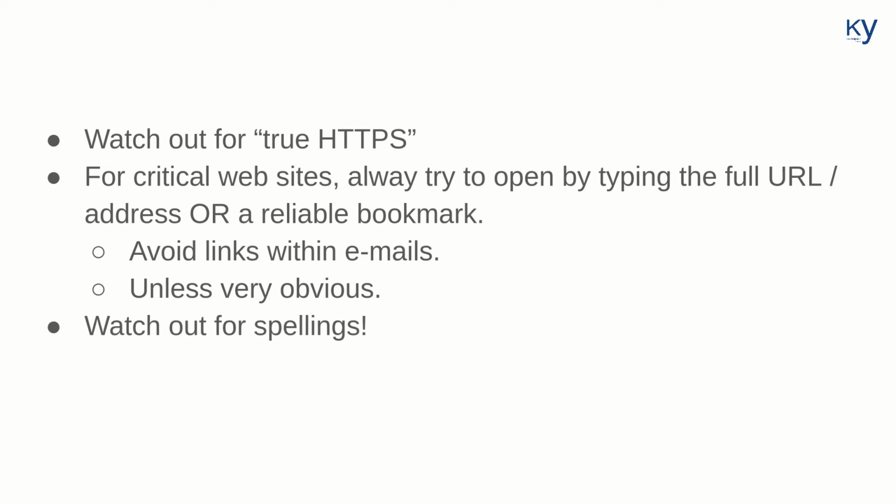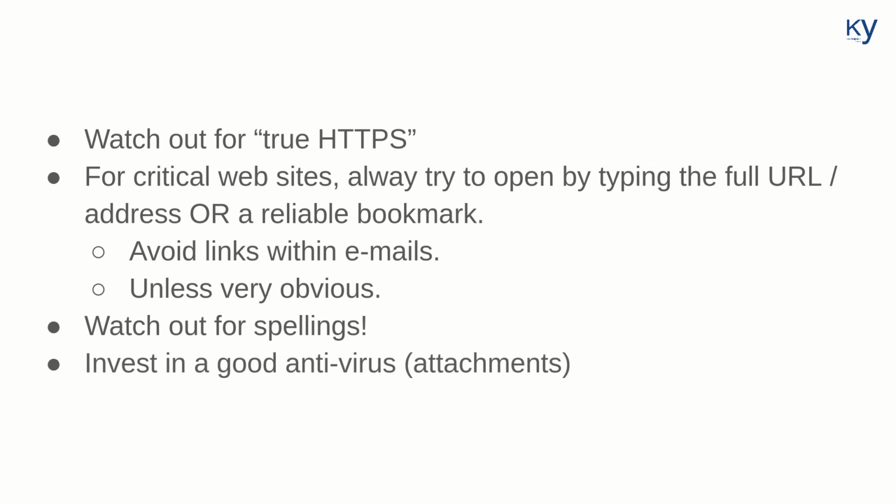The next important thing you should do is watch out for spellings. For example, I could set up a website which spells Google with a triple O, GOOOGLE.com, and it looks exactly the same. But the original Google.com is the correct Google, and the one with the triple O is an attacking website. So you have to be careful about the spellings you type, especially for critical services.